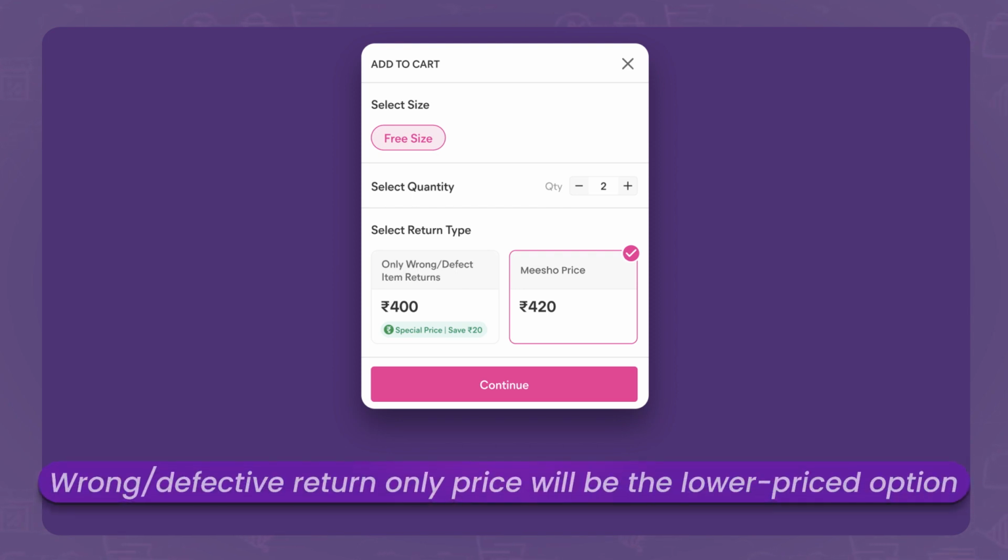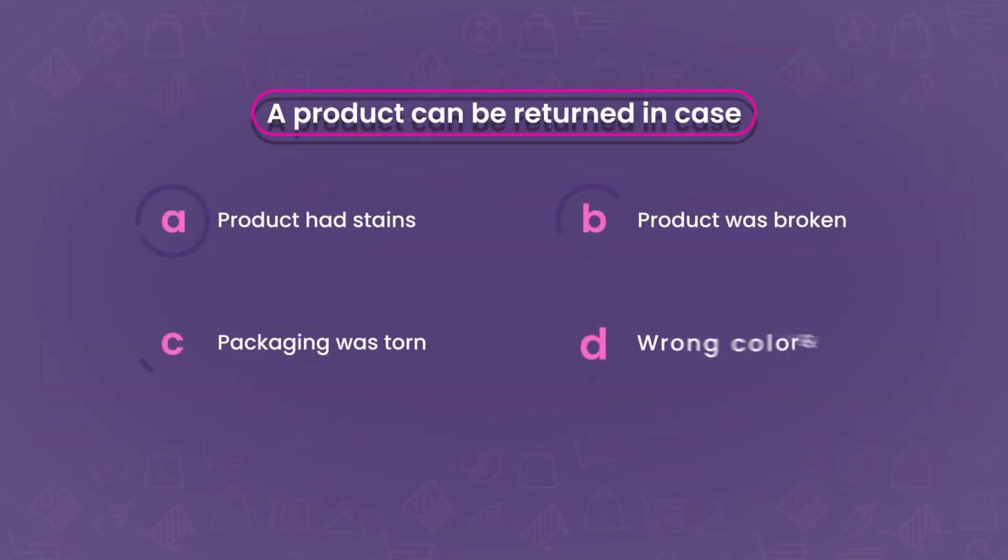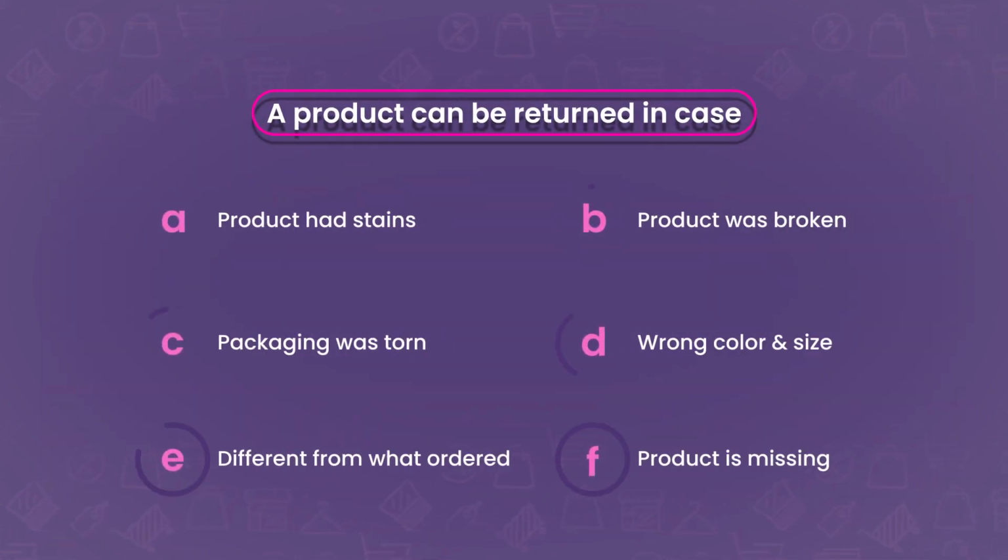Wrong or defective return only price will be the lowered price option, in which the consumer can return the product if only a wrong, defective item has been delivered to a customer. And in order to claim the return, the customer will have to submit proof of defective issue, which will then be reviewed by our SX team.